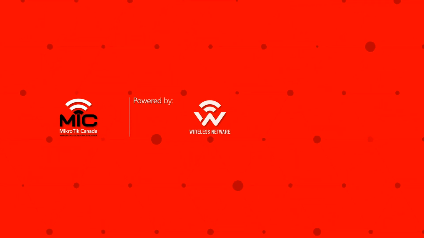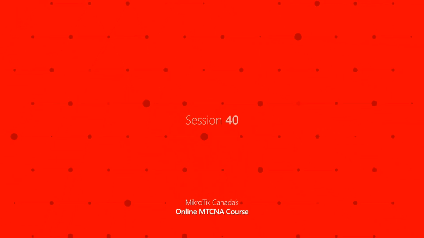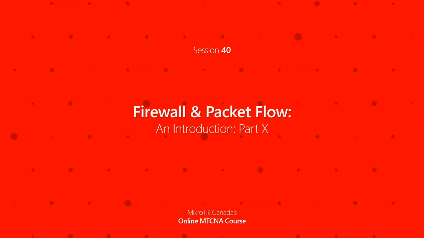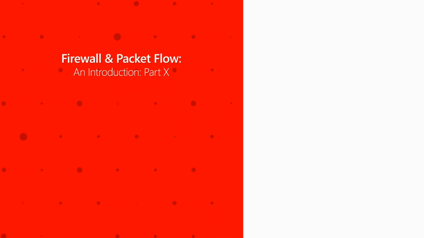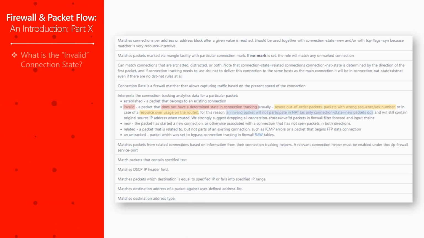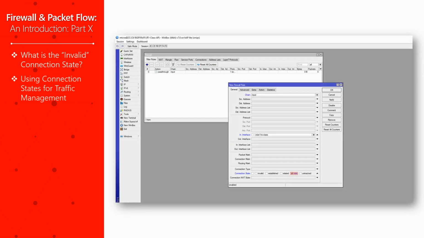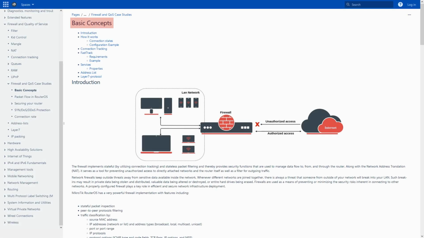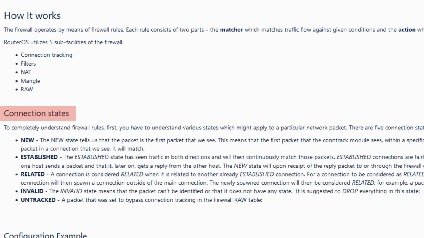In this video, that is episode 40, we're going to pick up where we left off last session and continue our discussion about connection states in RouterOS. First, we'll briefly talk about the invalid connection state and then see how we can use connection states to manage our network's ongoing traffic. So, in our previous video, we talked about the new and established connection states.